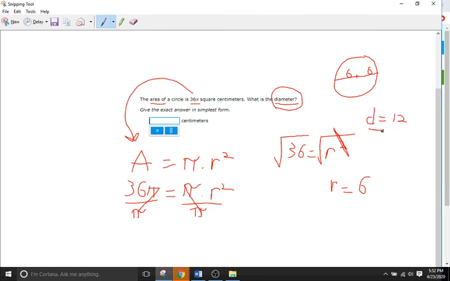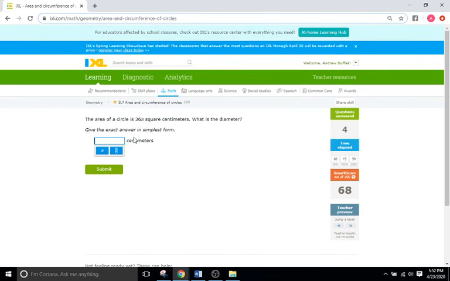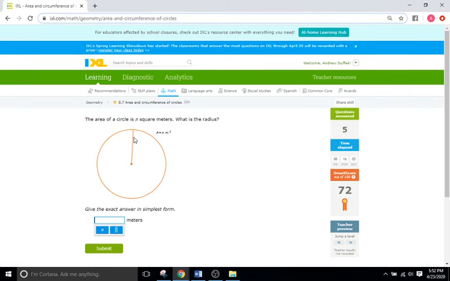centimeters. Okay, so we go back, we type in 12, and again, not 12 pi, just 12, and we have it. Okay. This one gives you the area, asks you to work back to radius. We're going to skip that one, we already did it.